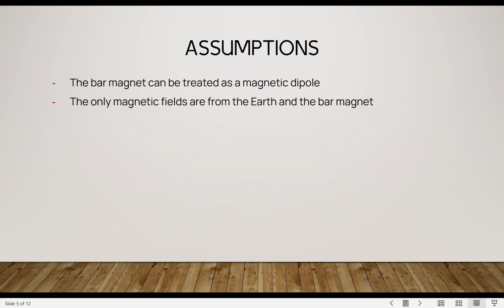To make our calculation simpler, we made a couple of assumptions. First, we treat the bar magnet as a magnetic dipole. Second, we assumed that the only magnetic fields present in the environment were those of the Earth and the magnet itself.